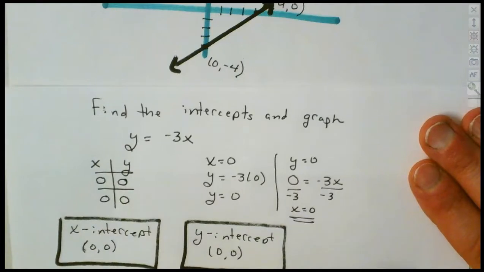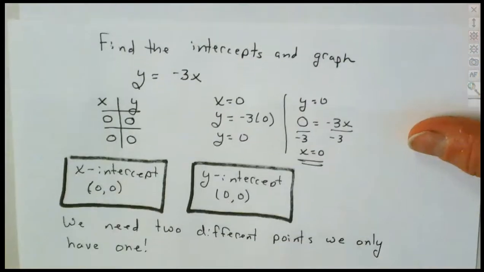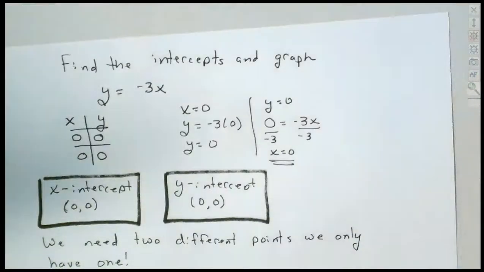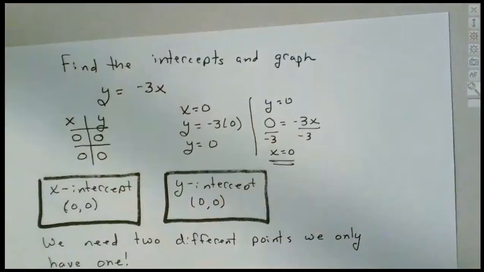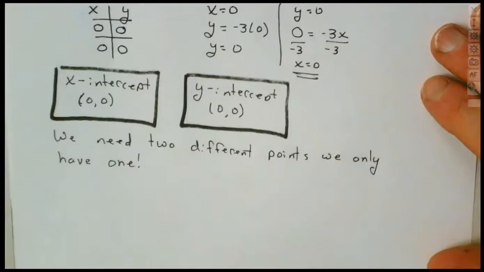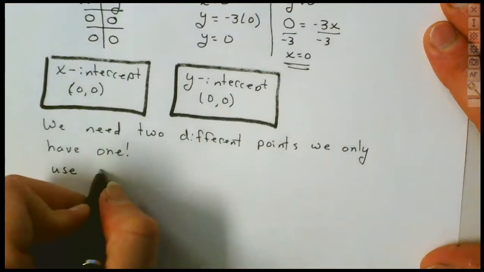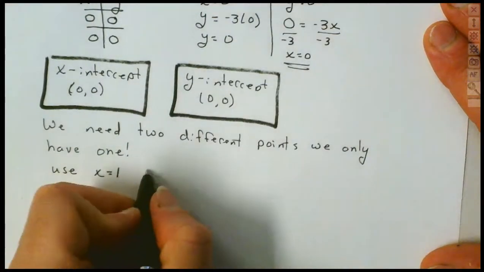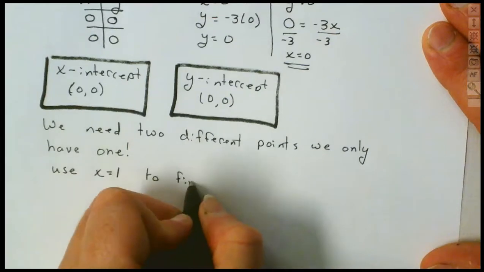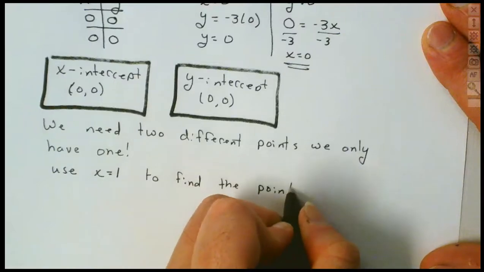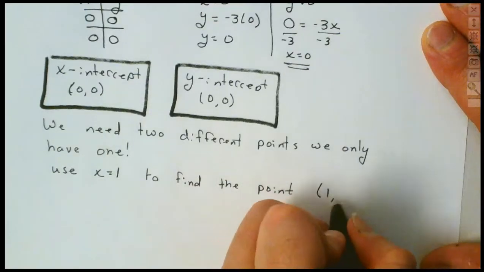We only have 1. So how do we handle that when we only have 1? We need 2 different points. We currently only have 1. Well, we need to add in another point. So how do we find another point? Well, we're going to use x equals 1 to find the point 1, blank.